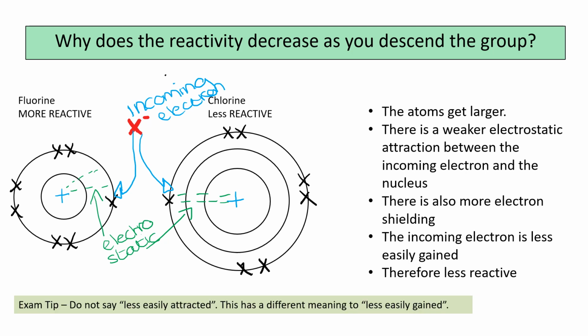An exam tip: do not say less easily attracted. This has a very different meaning to the phrase less easily gained. Just because something is attracted to something, it does not mean that they are going to gain them.